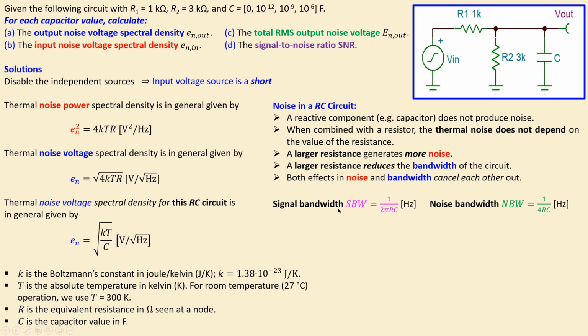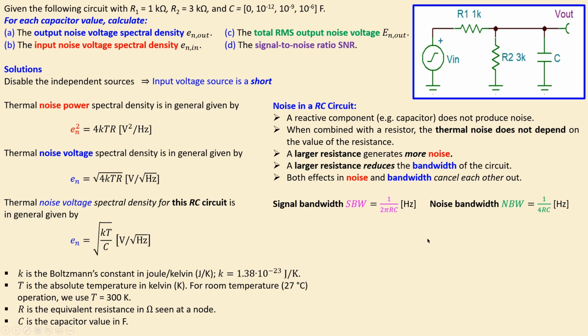The signal bandwidth, the bandwidth of our circuit, is given by this expression, which is 1 over 2 pi RC in general. This R is of course the Thevenin resistance seen by this capacitor, which in this case, by shorting this out, is R1 in parallel with R2.